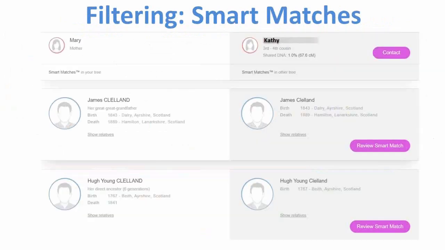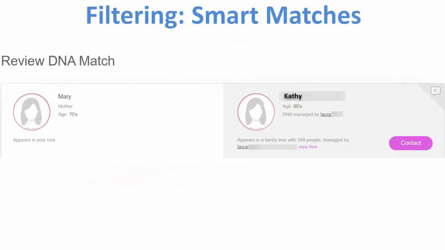So this is what it looks like. On the left-hand side are the ancestors in my mum's tree. On the right-hand side, the ancestors in Kathy's tree. And as we can see, this James Cleland has exactly the same dates and places. He's clearly the same person. This is clearly a smart match that is correct. But it doesn't tell me how Kathy is related to the ancestors, only how my mum is.